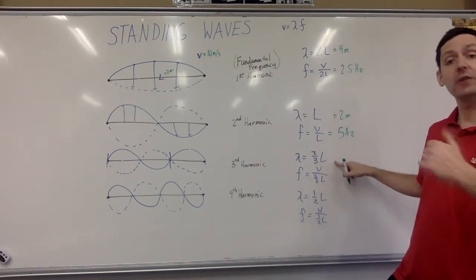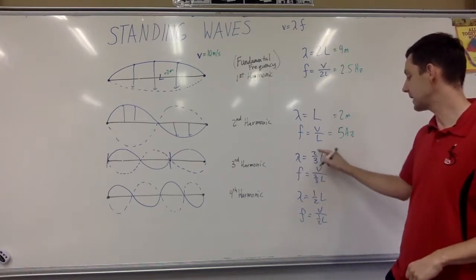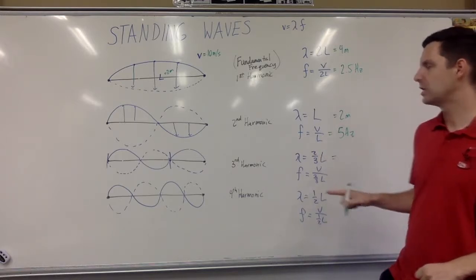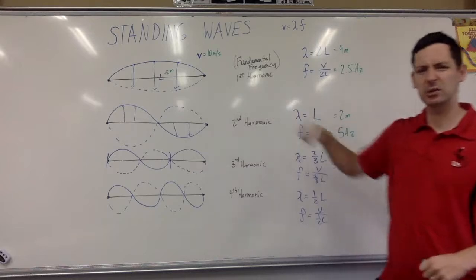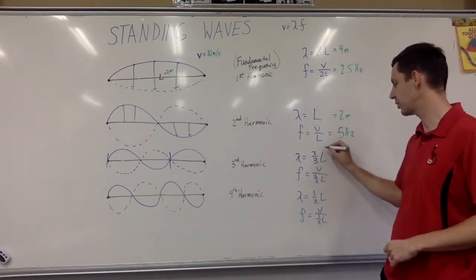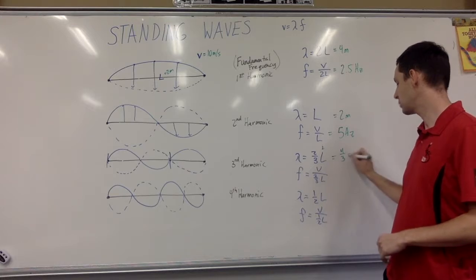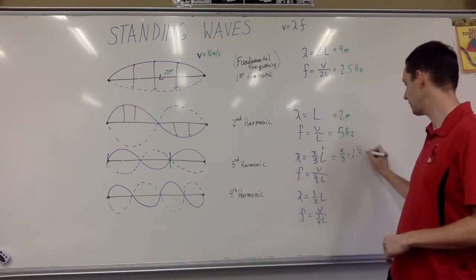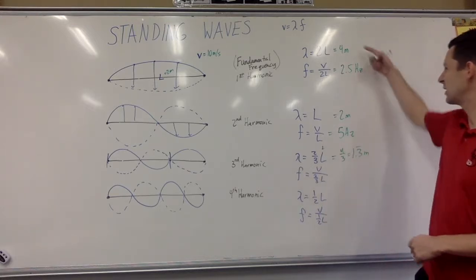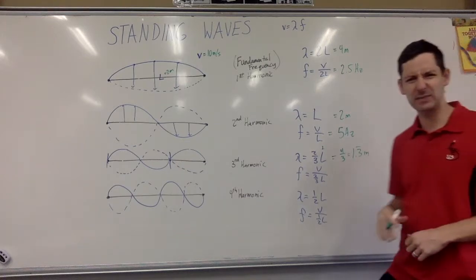Okay, moving on to the third harmonic. The wavelength is now 2/3 of the length. So 2/3 of 2 meters is starting to get a little bit messy, so that's 2/3 times 2, which is just going to be 4/3, which is 1.3 repeating meters. All right, so not as nice anymore. I'm starting to get into some decimals here.